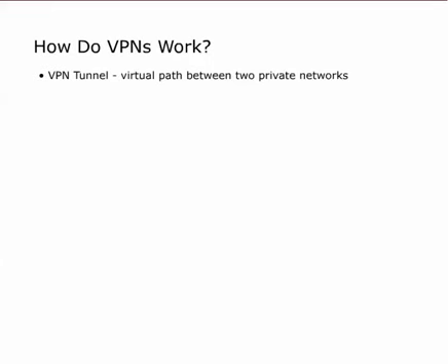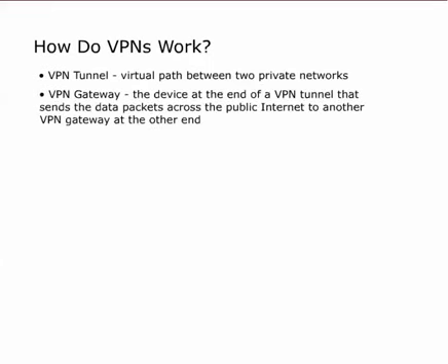A VPN gateway is the device at the end of a VPN tunnel that sends data packets across the public Internet to another VPN gateway at the other end. You can configure your XTM device as an IPsec VPN gateway. The VPN gateway at the other end of the tunnel can be a WatchGuard XTM device or another VPN gateway that supports the IPsec standard.